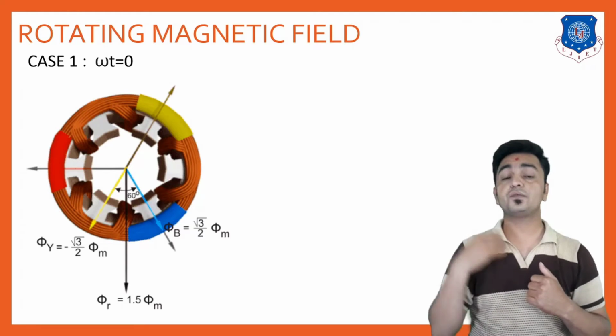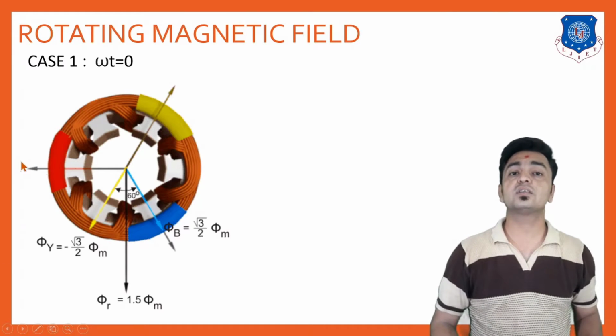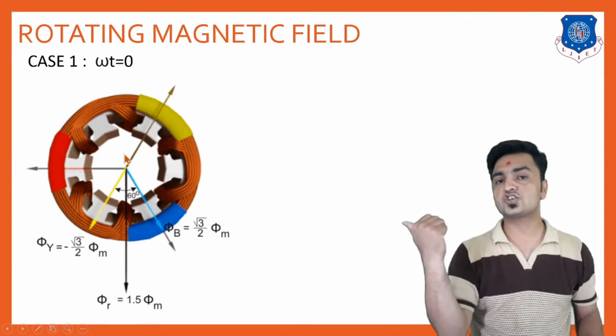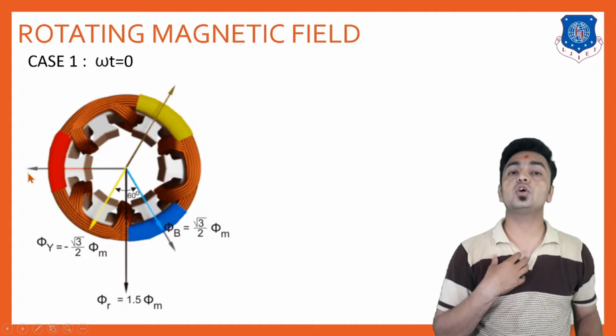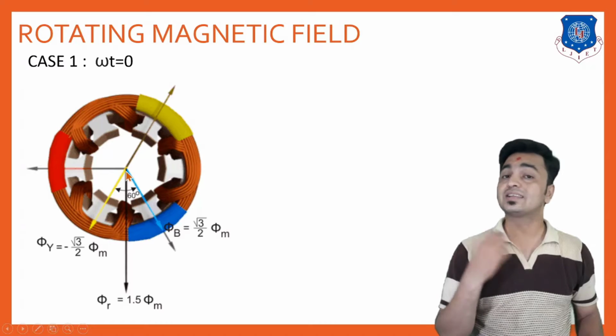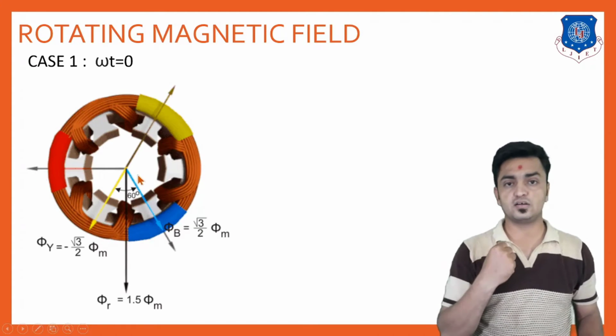So we are getting phi r equal to 0. This first component, the r component, was in this direction, and as we are getting its value equal to 0, the value of this component is going to be 0. That's why this component is shown in some dark color.